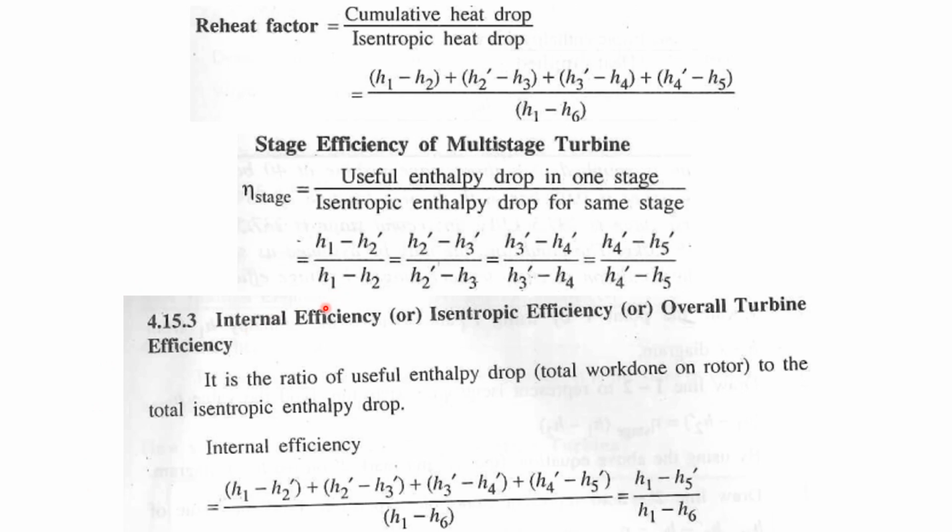Now the next efficiency is the internal or isentropic efficiency, or the overall turbine efficiency, that we calculate like this: H1 minus H2 dash plus H2 dash minus H3 dash, and so on. So if we add all these, we get H1 minus H5 dash divided by H1 minus H6.